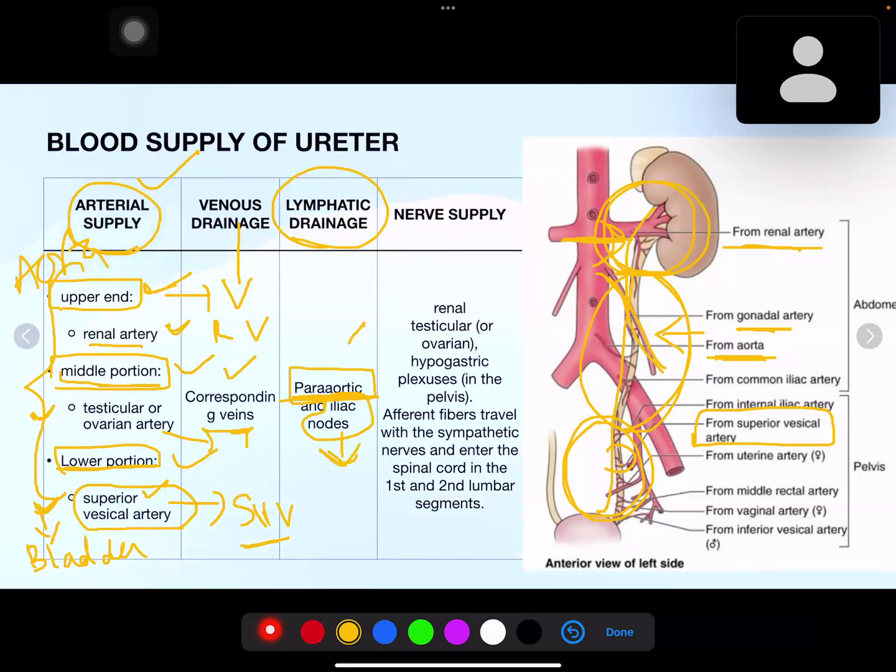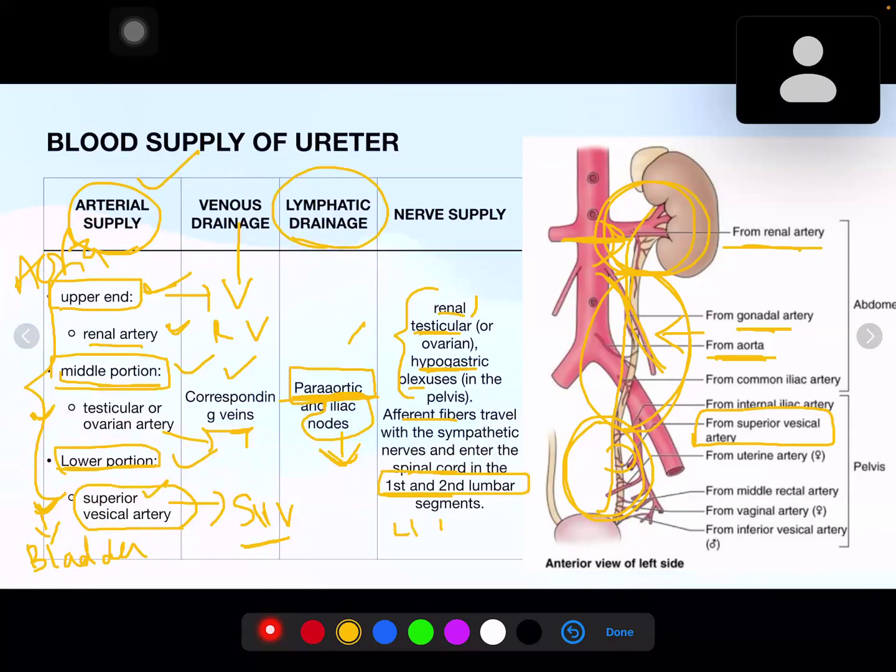And then the nerve supply, you can say the renal, testicular, and hypogastric plexus. So again, it depends on the area, upward with the renal, then the testicular, then the hypogastric plexus. So efferent fibers travel with the sympathetic nerves and then to the spinal cord. These are the segments of the efferent fibers.